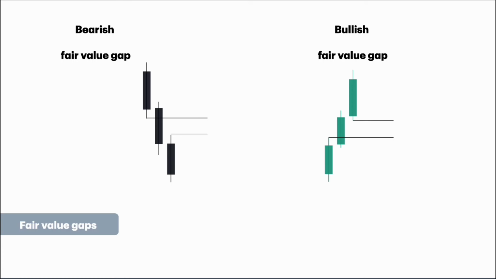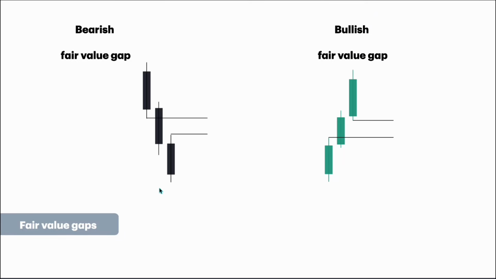Fair value gaps. Since the model relies on fair value gaps and breaker blocks, let's briefly cover both concepts. A fair value gap is created when there's a price imbalance between 3 consecutive candlesticks, leaving a gap in the market. This gap can act as a point where price may return to fill before continuing its move. A fair value gap is identified using a 3-candlestick pattern.